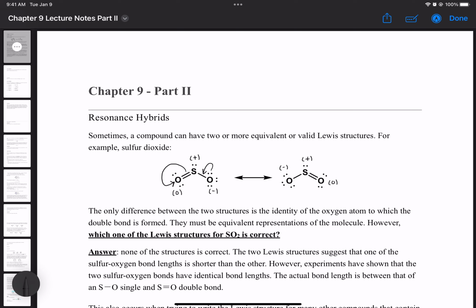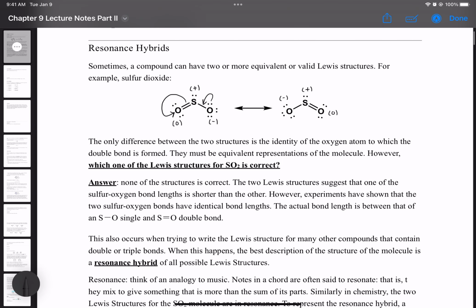So we may ask ourselves, okay, if we do that, which one's the true structure? Which one's correct? Well, the short answer is that none of them are absolutely correct. What actually happens is that the actual structure is a mixture of both of these structures. The two Lewis structures give us the idea that one of the sulfur-oxygen bond lengths is shorter than the other, because they're alternating between double and single bonds in one structure, and then in the other structure, they're switching places.